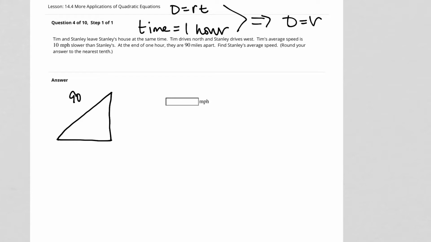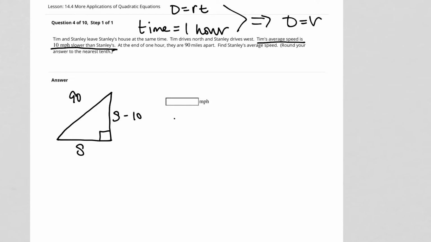We're going to use the Pythagorean theorem here because this creates a right triangle when one person goes north and one person goes west. It says Tim's average speed is 10 miles per hour slower than Stanley's. Stanley drove west, so I'm going to label this side S for Stanley's speed or rate. And driving 10 miles per hour slower means Stanley's rate minus 10.